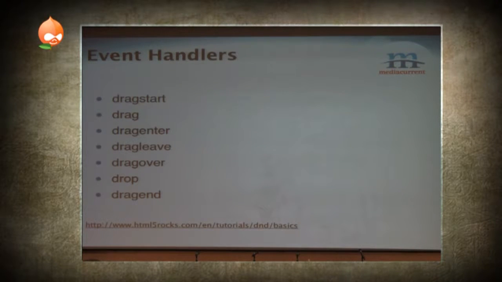Here is a list of drag and drop events on which actions can be performed. JavaScript can determine when the dragging is stopped, when the item has entered or left the draggable area, and when the item has been dropped. So you can have a lot of control over how the dragging and drop process works.